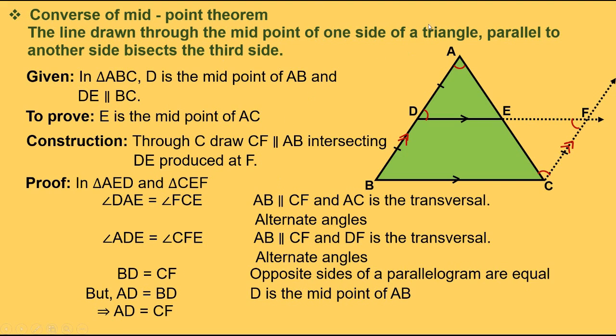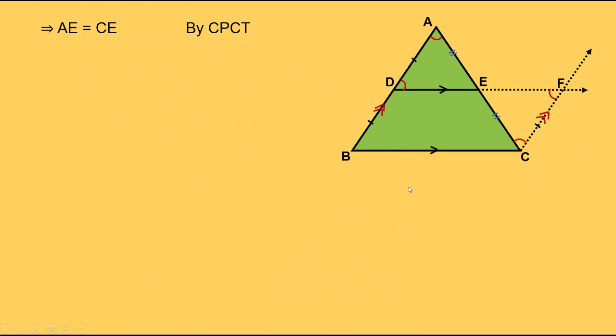Therefore, triangle AED is congruent to triangle CEF by ASA congruence rule. This implies AE is equal to CE by CPCT. Thus, E is the midpoint of AC. Hence proved. So the line segment drawn through the midpoint of one side of a triangle parallel to another side bisects the third side is proved.